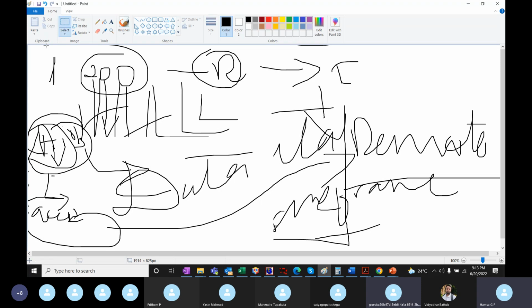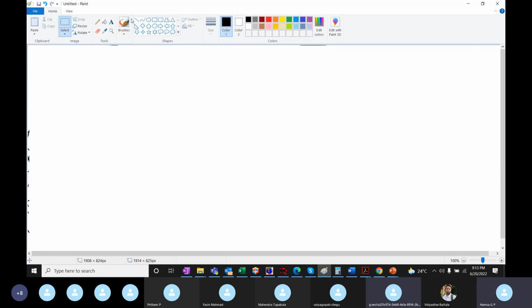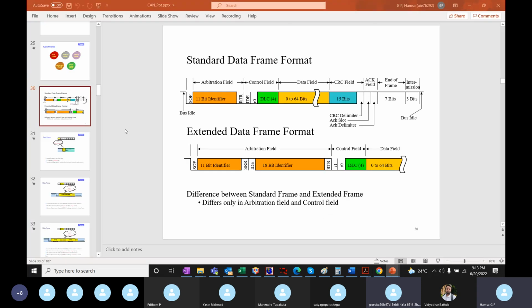Is it clear? So now the standard we were discussing and the structure we have just seen: the start of the frame, arbitration field, control field, data field, CRC field, acknowledgement field, end of the frame, intermission. This is the complete frame structure for the data frame. There is a structure for the remote frame also, which we will come back to. So now, understood?